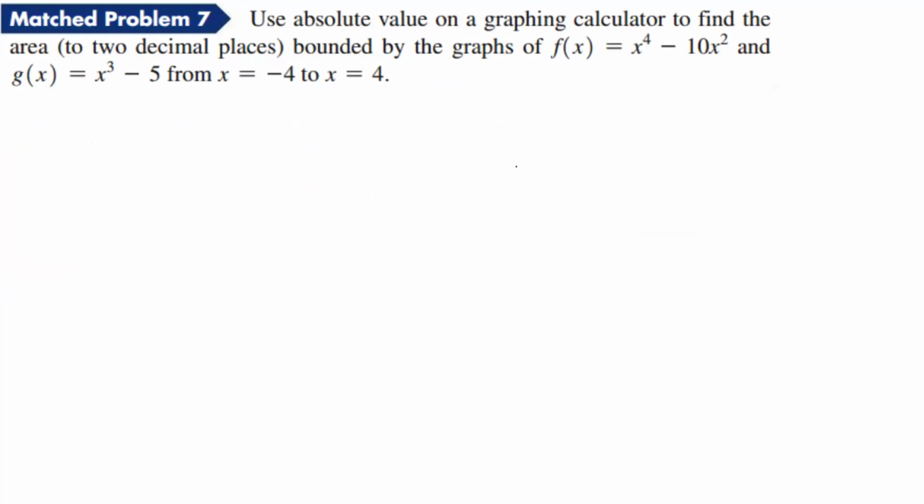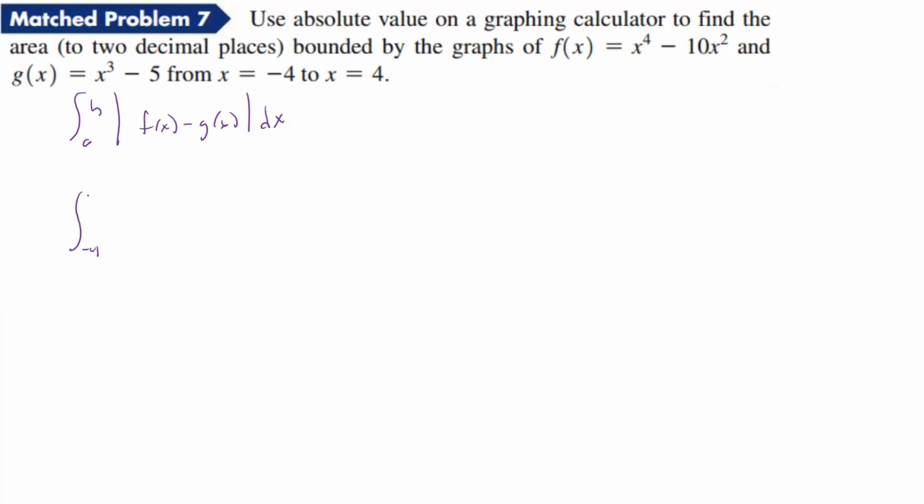So what we're going to do, in this case, it says use the graphing calculator specifically. We're going to find the area to two decimal places bounded by the graphs of f of x equals x to the fourth minus 10x squared and g of x equals x cubed minus 5 from negative 4 to 4. So we're going to go from a to b of the absolute value of f of x minus g of x dx.